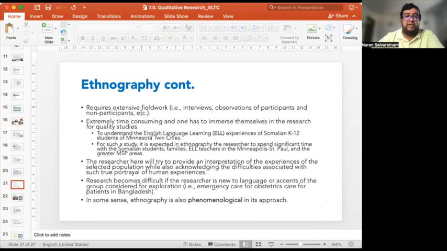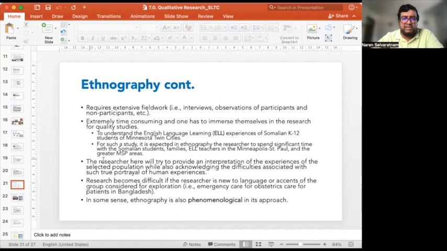That's why I said it requires extensive fieldwork where you have to do interviews, you have to observe participants in their natural setting, and observe non-participants as well. Now, this is also, once again, very time-consuming, and you have to literally immerse yourself in this so that you can have a better understanding. For example, to understand English language learning experiences of Somalian kindergarten to grade 12 students of Minnesota Twin Cities. So you have to go to that particular setting and spend some time to understand this.